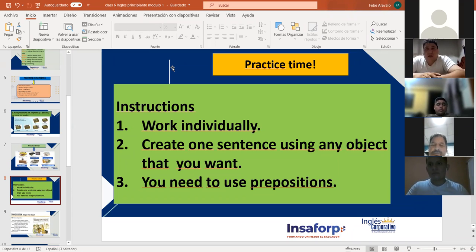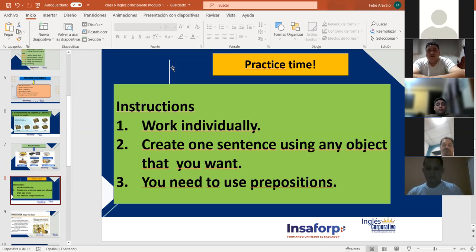Instruction. Write individually. Create your own sentence. You can choose any object that you want. You need to use prepositions, all right?